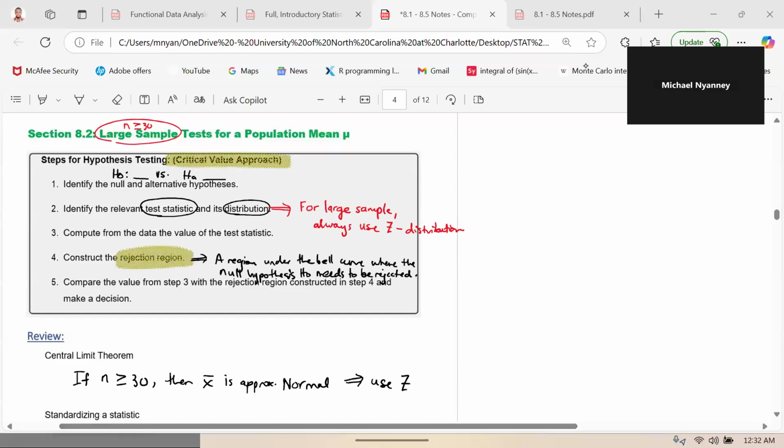Hello. Okay. So welcome back once again. All right. So we are on section 8.2. That is the large sample test for a population mean.